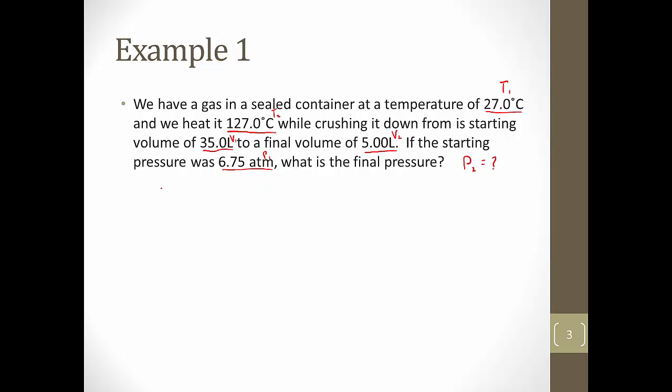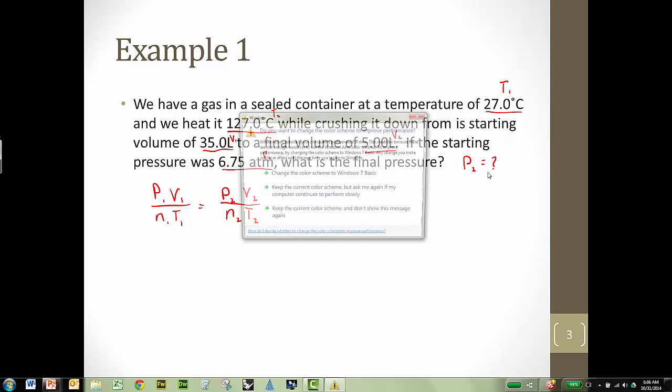So let's take a look at how this works. So I'm going to write down my equation. I know P1 V1 over N1 T1 is equal to P2 V2 over N2 T2. Now let's evaluate what we know and don't know, right? So we know P1. It's right here, 6.75 atmospheres. We know V1. We know T1. So good. We're good on all three of those. We don't know N1 though. So that's interesting. We'll figure that one out. We don't know P2, but that's okay because that's what we're looking for.